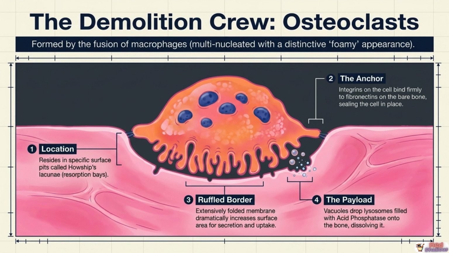Third, the ruffled border. The osteoclast develops an extensively folded basolateral membrane called the ruffled border, dramatically increasing its surface area for secretion and uptake. This is the functional business end of the osteoclast.